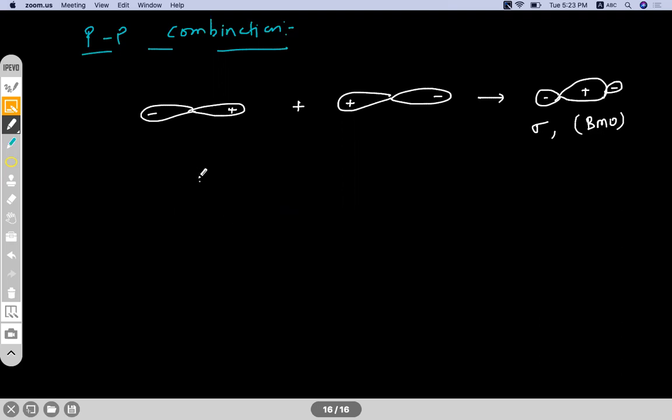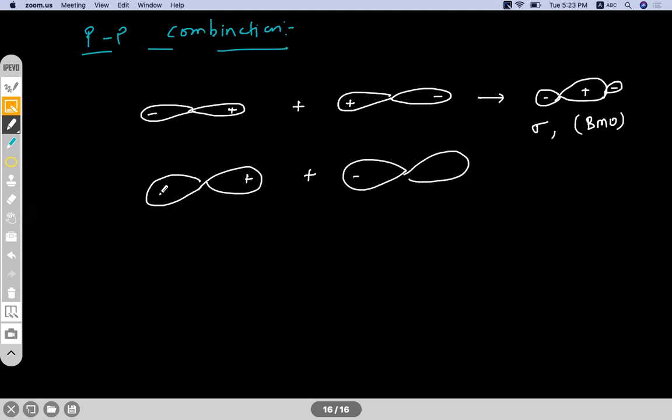But again, if you have this one, minus plus minus plus, then we will have a nodal plane here. Achha, this is sigma only, no wait. It is sigma, so it will be like this.